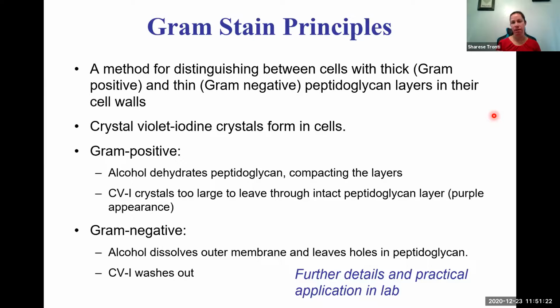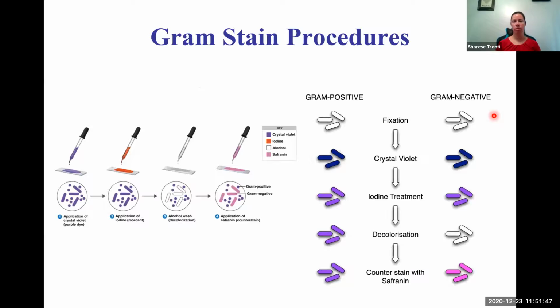However, in gram-negative cells, when we add the alcohol, that's going to dissolve the outer membrane. It's going to leave holes in the peptidoglycan so that now when we rinse, the crystal violet will rinse out of the cell, which is going to decolorize anything that's gram-negative. So any gram-negative cells are going to be decolorized, and the crystal violet iodine crystals will wash out. Let's go through that whole process one more time with this picture, might help.